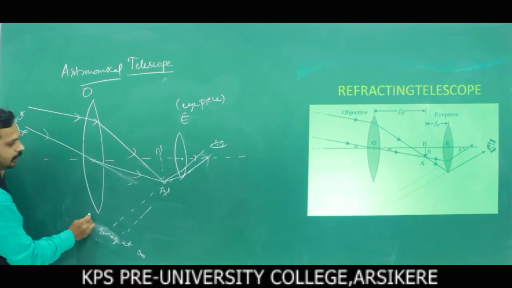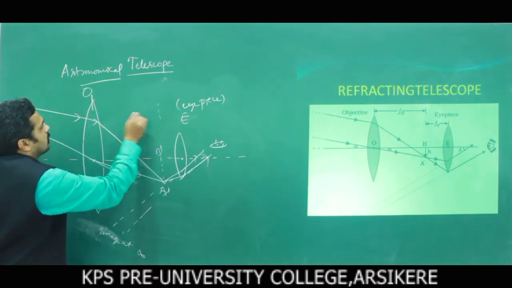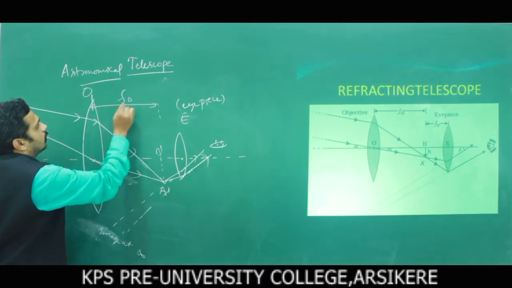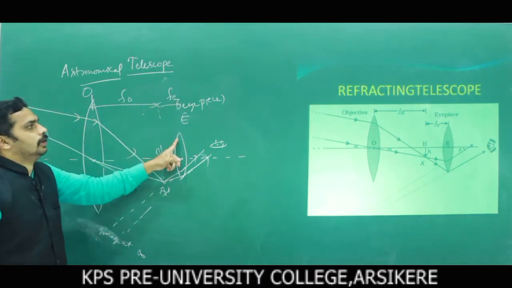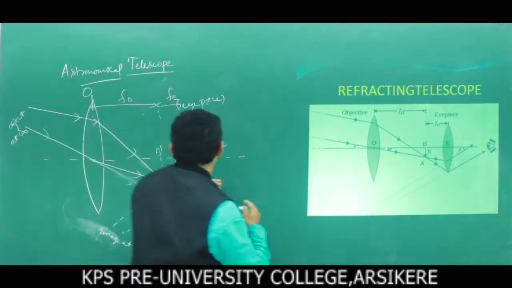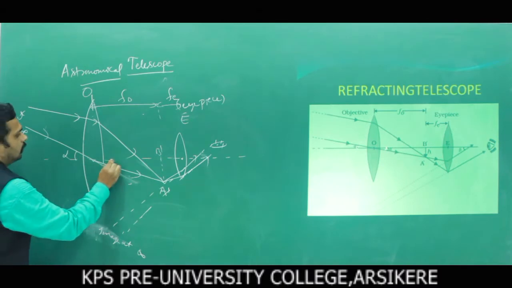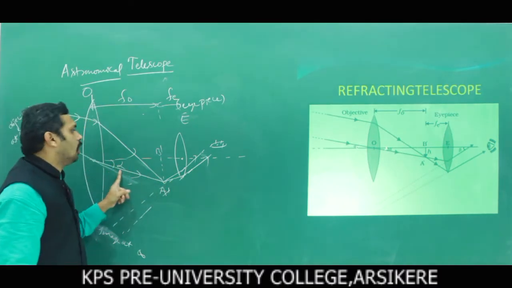Object at infinity, here image is also infinity. Now look at here, this is what? F0, focal length of objective lens. This is what? Fe, focal length of eyepiece lens. Here look at here, this is the angle. Angle alpha, angle subtended at the eye by the object.